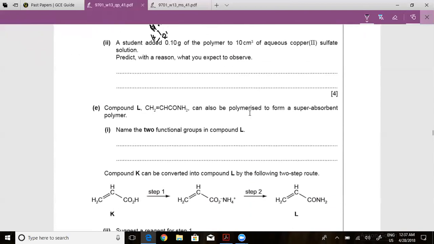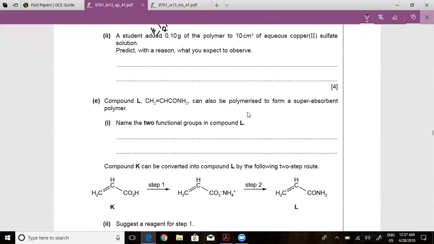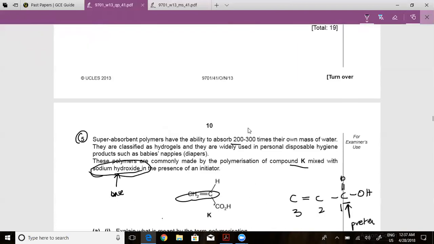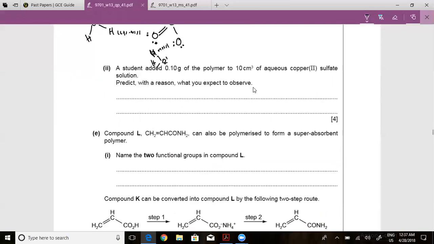अच्छा. A student added 0.1 gram of polymer to 10 centimeter cube of aqueous copper 2 sulfate solution. So remember that this absorbs about 200 times the mass of its own water, ठीक है. So this will absorb all the aqueous copper 2 sulfate था, ठीक है. Aqueous copper 2 sulfate से water निकल जाएगा, तो क्या मतलब anhydrous बचेगा, और anhydrous copper 2 sulfate, that means जो blue solution था वो क्या बन जाएगा, क्योंकि anhydrous हो जाएगा, तो I think copper 2 sulfate is white. Because this becomes a white solid. Yeah. Okay. Let's check.